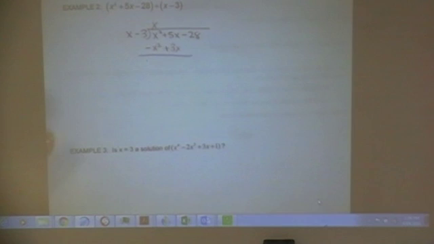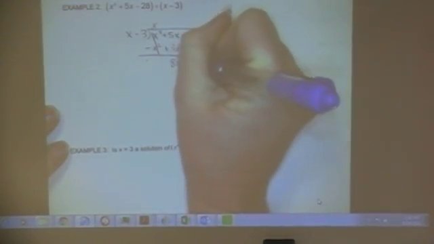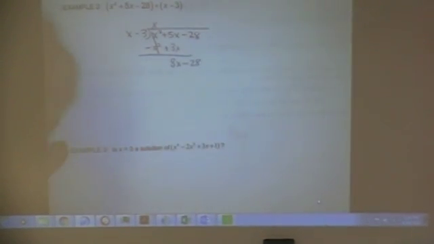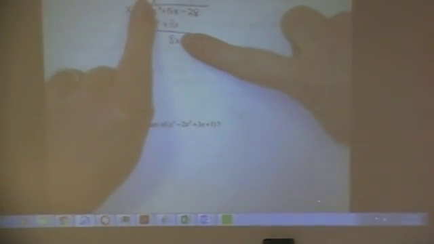But because these are polynomials, and sometimes they have opposite signs, you're going to just change the signs on everything underneath and add straight down. And then the process starts all over again. So you ignore everything but just one term of each, the dividend and the divisor.